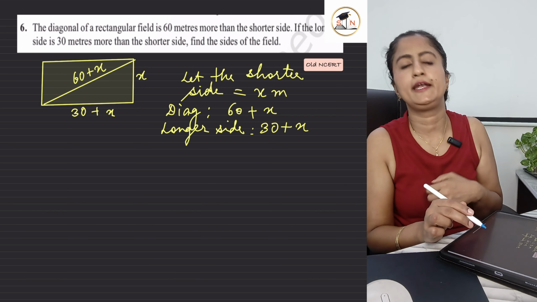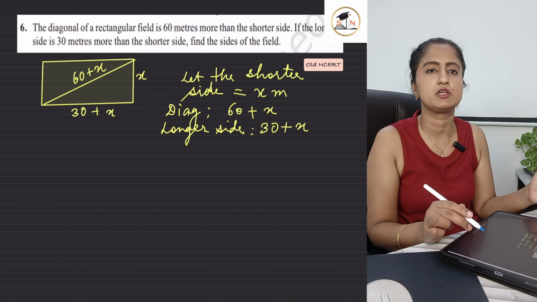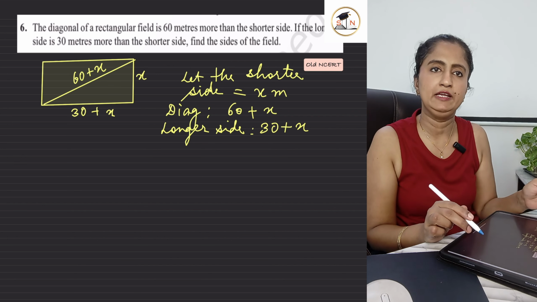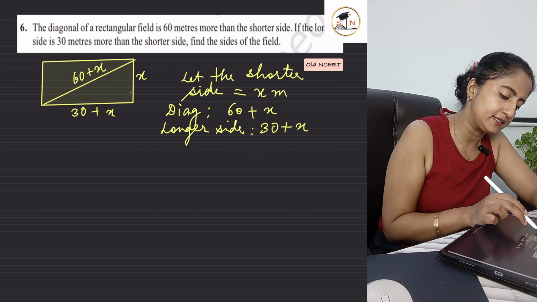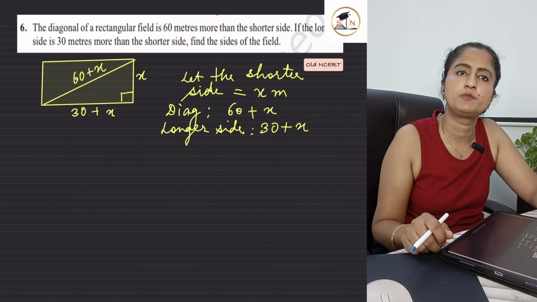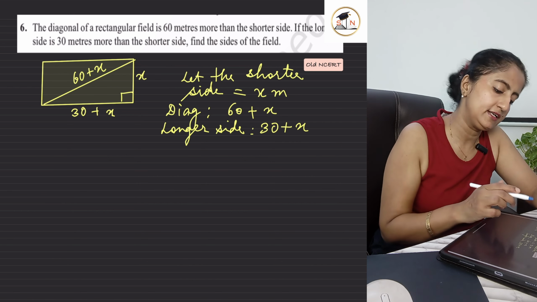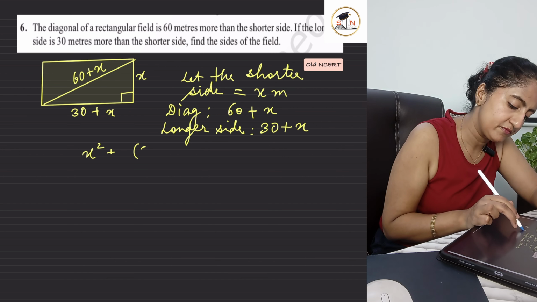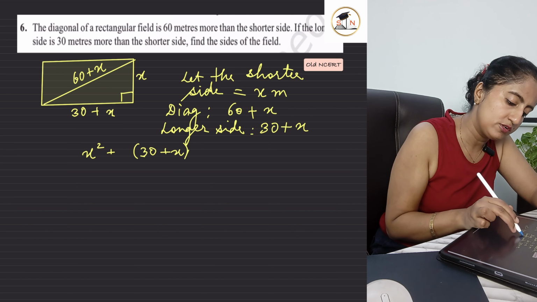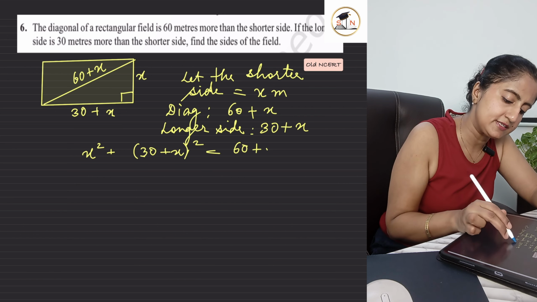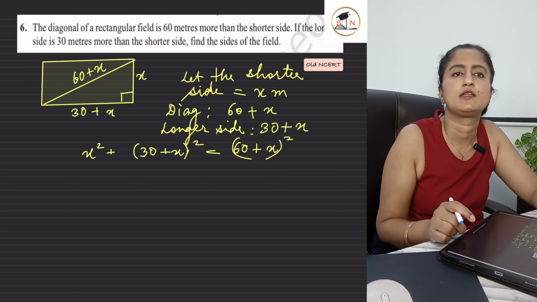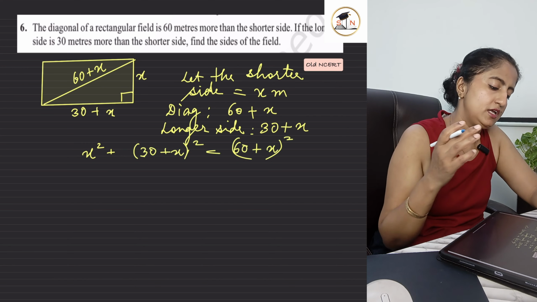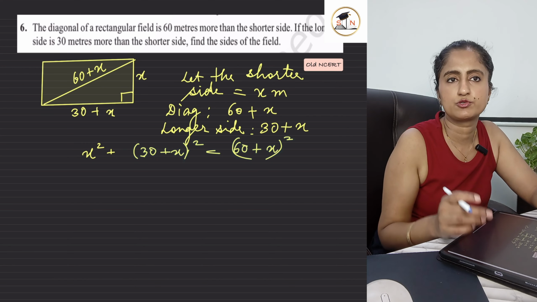Now how do you relate? The information is just this much, right? We need to relate it. The question asks to find the sides of the field. So we can see we are talking about a rectangle over here. That means it is supposed to be a Pythagoras theorem question, right? So let's start with that. What do we have? x square plus (30 plus x) whole square equals (60 plus x) whole square, right? I have done base square plus perpendicular square equals the diagonal's, hypotenuse square, right?